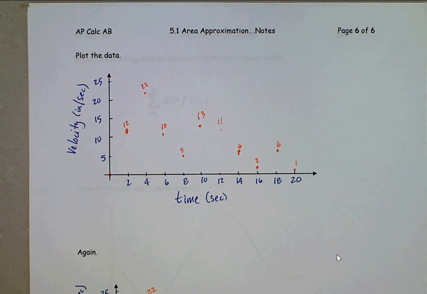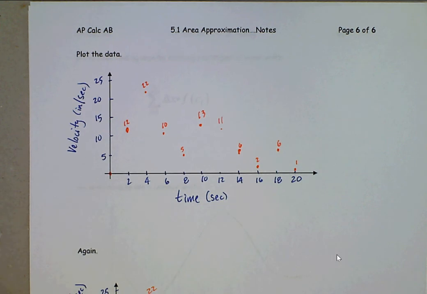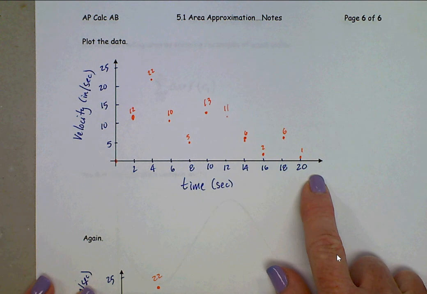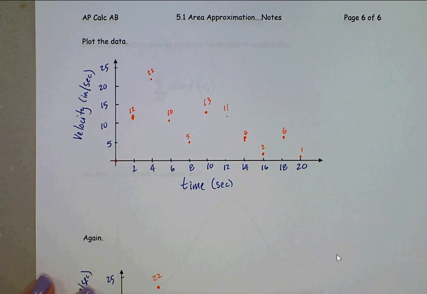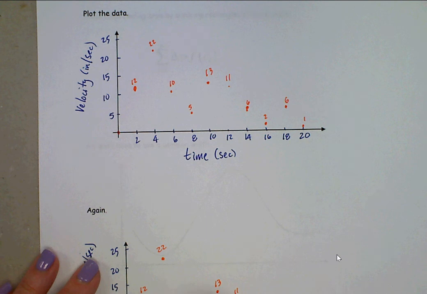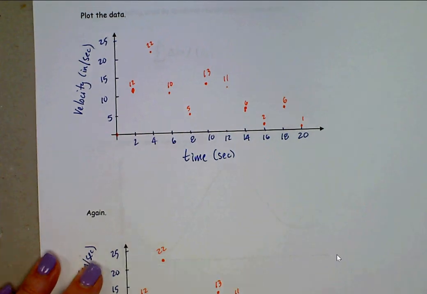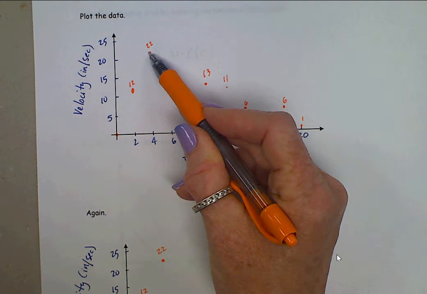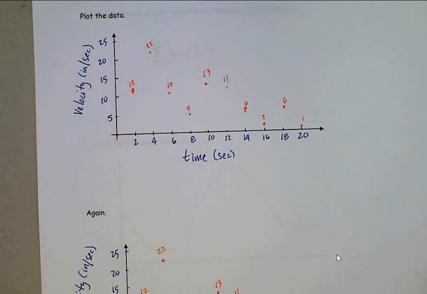Notice that I've gone through ahead of time and plotted the data. So time on the horizontal axis, velocity on the vertical axis, and I've gone through and plotted these points. I've put the velocity values up on top here so we can read them easily.